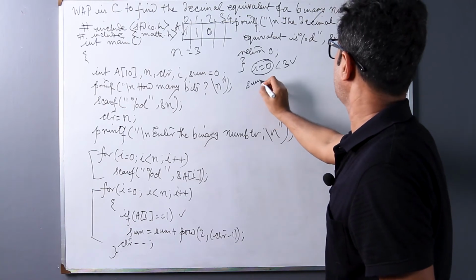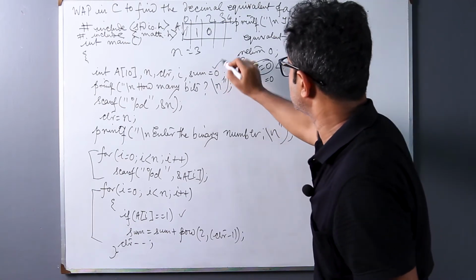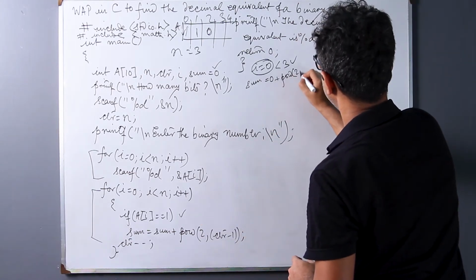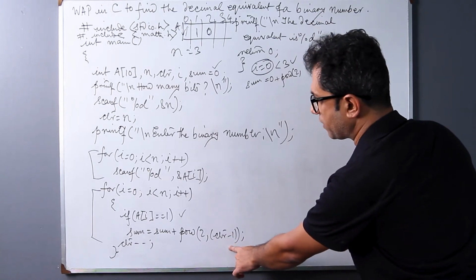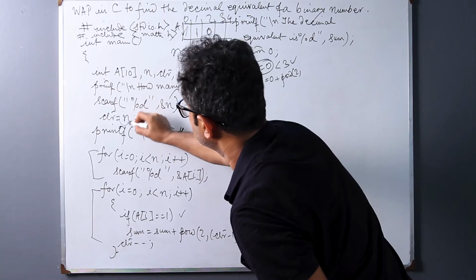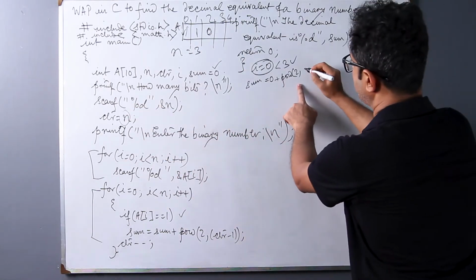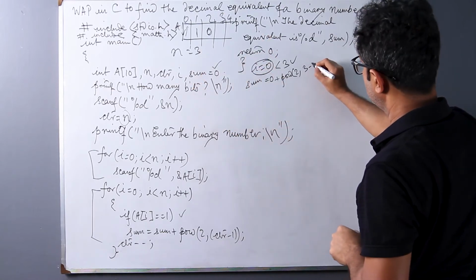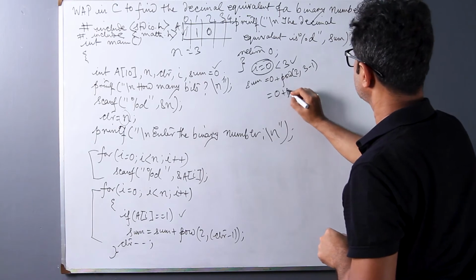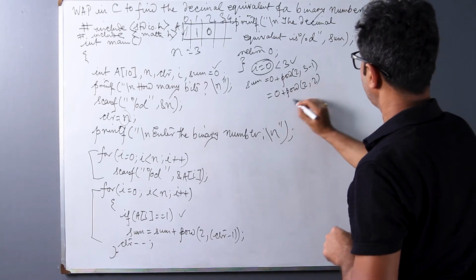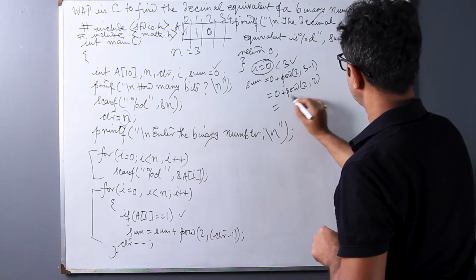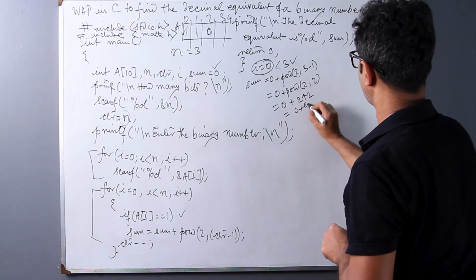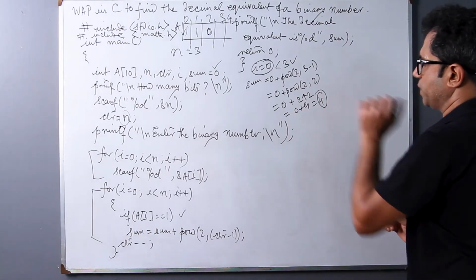So sum is equal to 0 plus, because sum was originally 0, power 2 comma CTR minus 1. What was the value of CTR? CTR was previously n, that is 3. So 3 minus 1 means 2. So it is 0 plus power 2 comma 2, that is 2 to the power 2, which means 4. 0 plus 4 is equal to 4. So sum becomes 4 now.